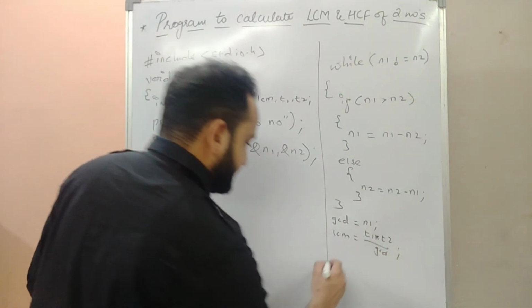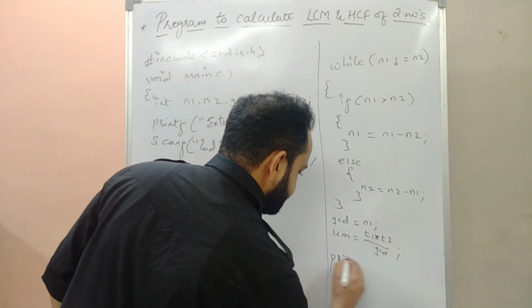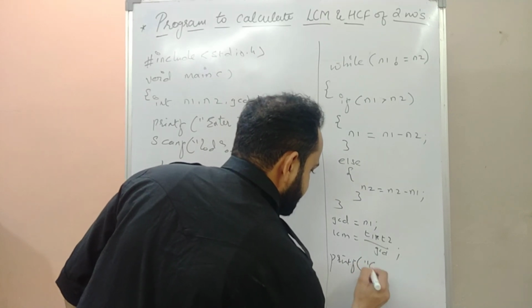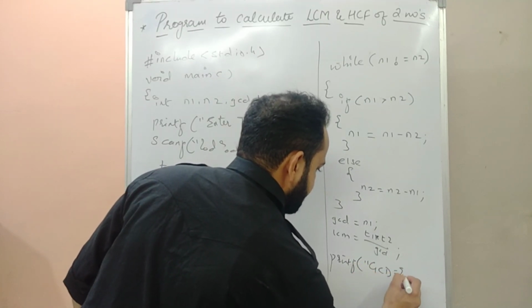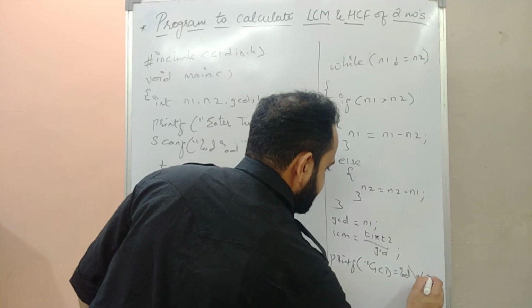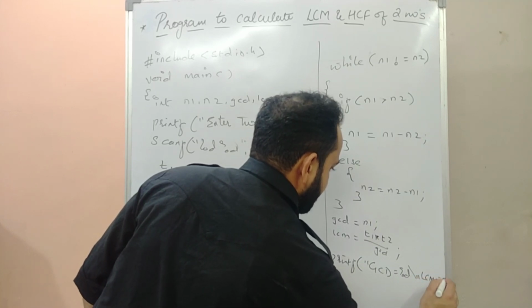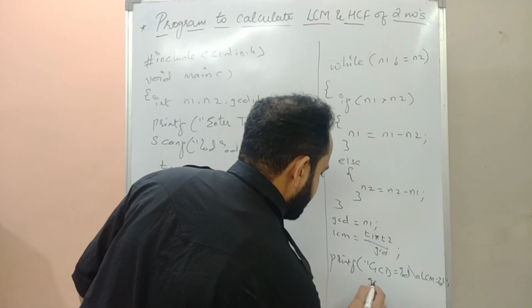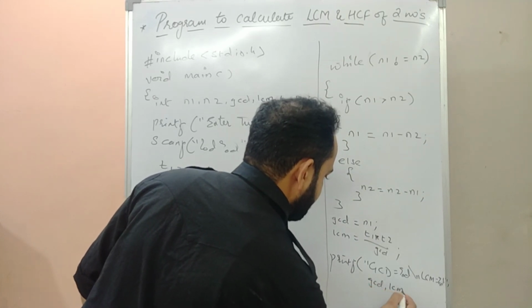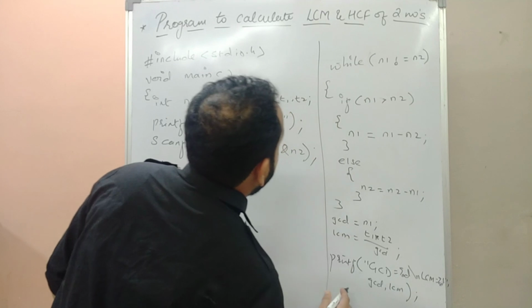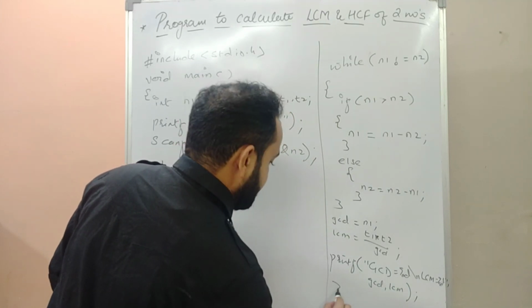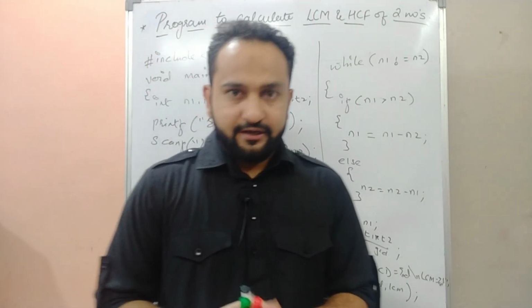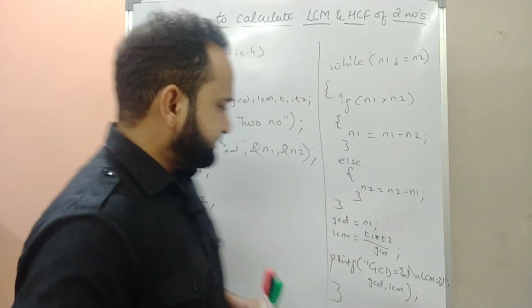Now simply print. I'm printing now, printf GCD or HCF equals to %d \n LCM equals to %d, right? Comma, here what do you have to put? Tell me. Into the first one you have to put the value of GCD, into the second one you have to put the value of LCM, and here my main method closes. I hope you got it. So let's quickly run it.